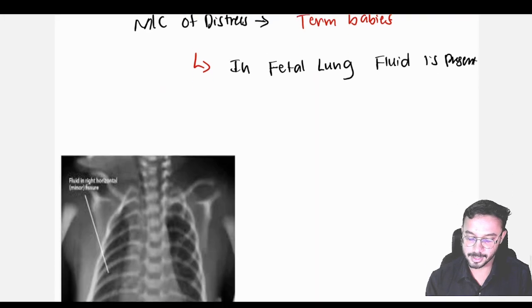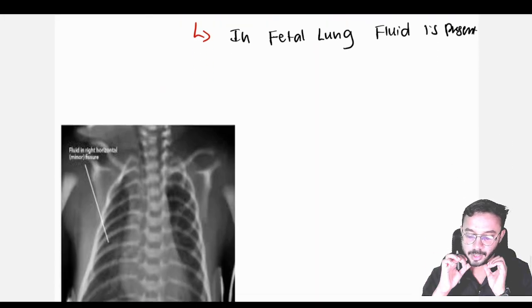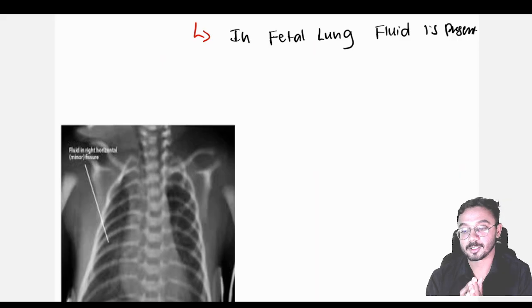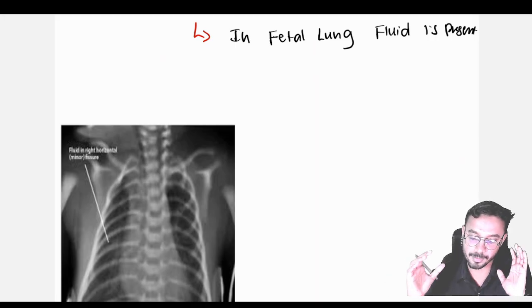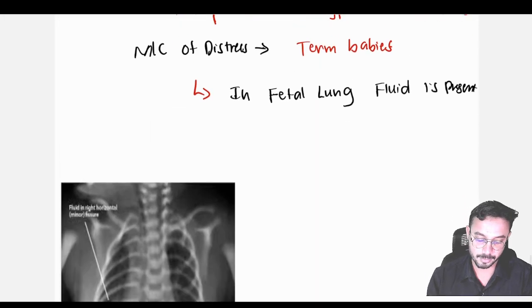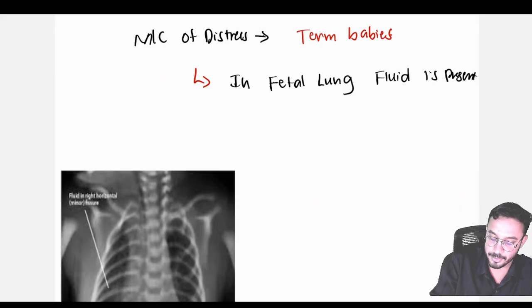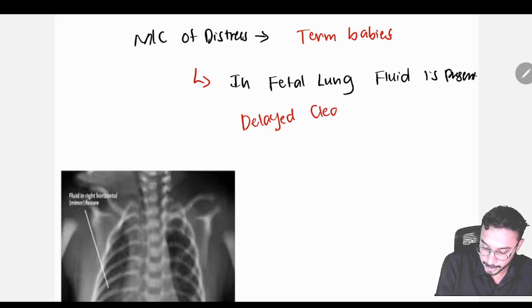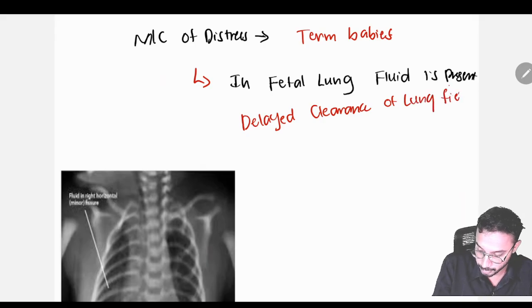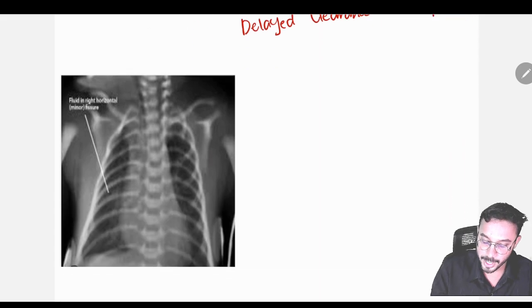But in lower segment cesarean section, you can find that the baby is not compressed. So fluid will be present in the alveoli or in the lung itself. So this is delayed clearance of lung fluid. Okay, so what will you find in X-ray?